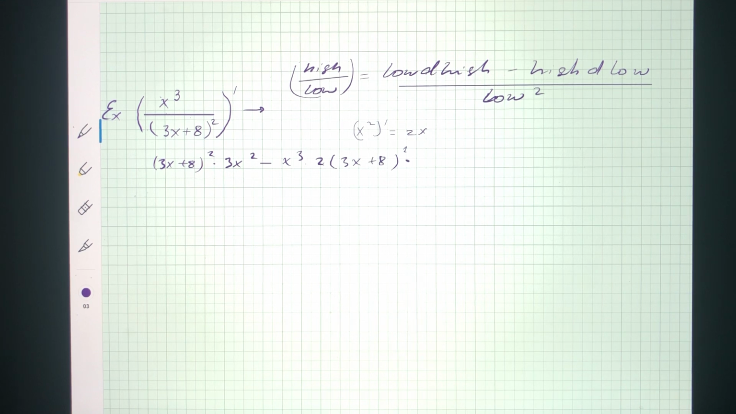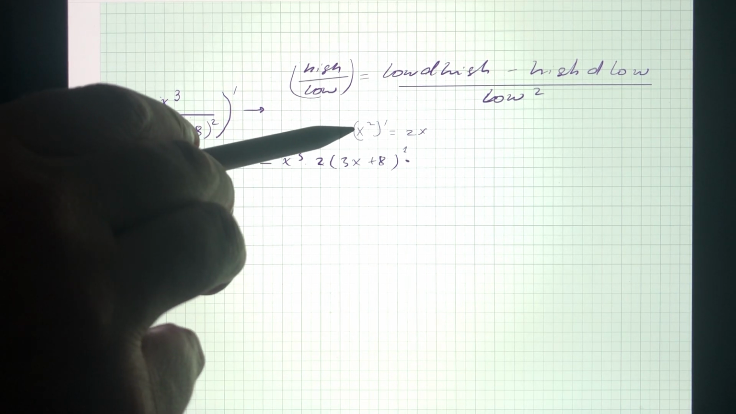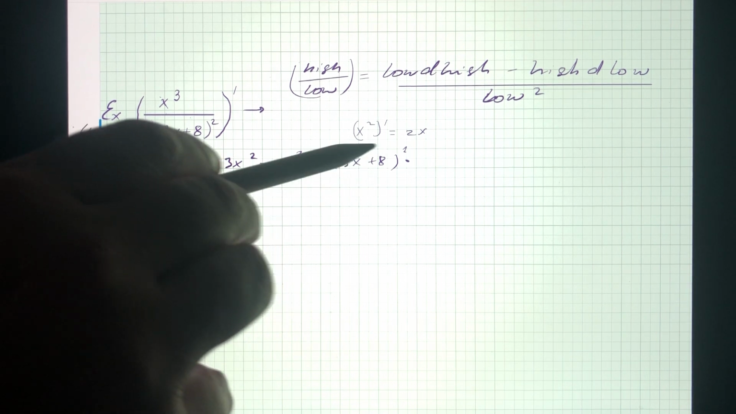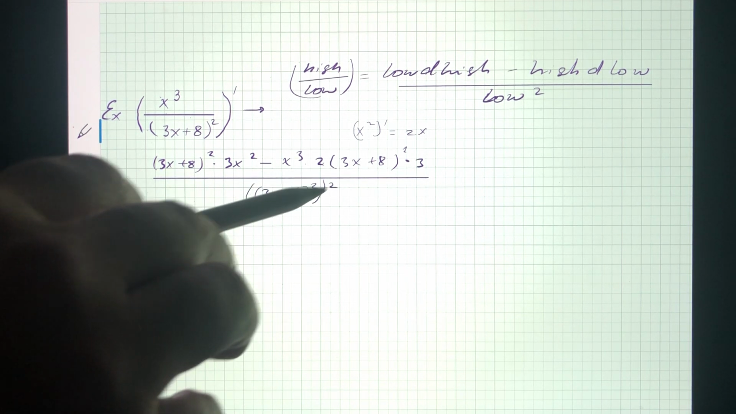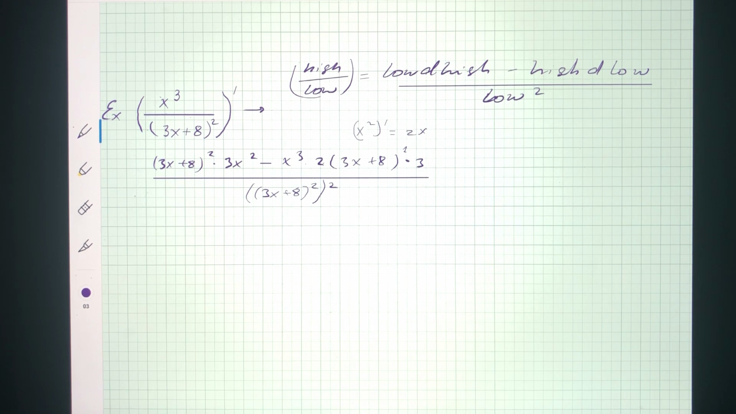Now, because our inside is more complex than just x, we need the chain rule. So we multiply by the derivative of the inside, which is times by 3. And on the bottom, we have our function (3x plus 8) squared, and now we square it again. When we square it twice, 2 times 2 becomes 4, so we have 4th power on the bottom. So let's change that right away, because we know what that is. So this is to the 4th.